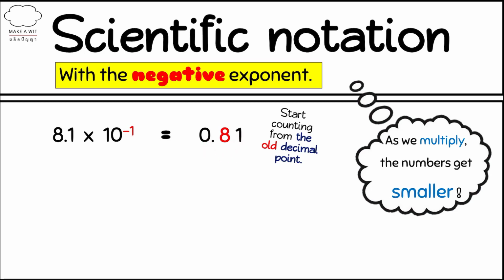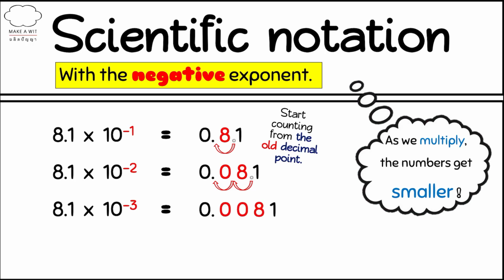1 place. See, let's compare the old one and then move to the left. You kick it to the left for negative exponent. What about negative 2? Negative 2. You kick more. See? 2 places. And what about the next one? You kick it even more. 3 places because it's negative 3. Here. 1, 2, 3. See?